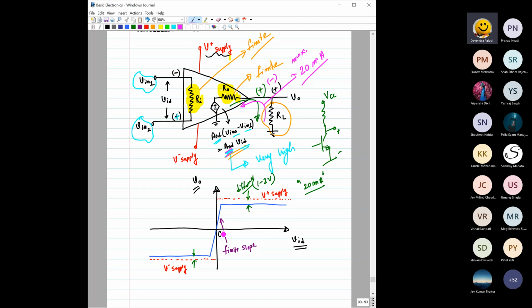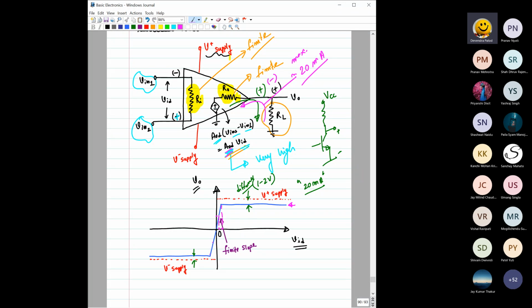So that means when the VID value is somewhere here, the output is not even at this one. The output will not saturate. See, the output would be here. So until and unless you are going beyond this point, VID is beyond this, the output will not saturate. Same thing will also happen on this negative side. Is this part clear to you?